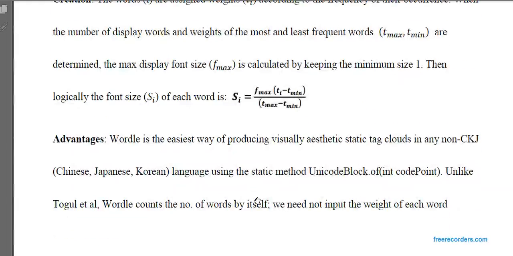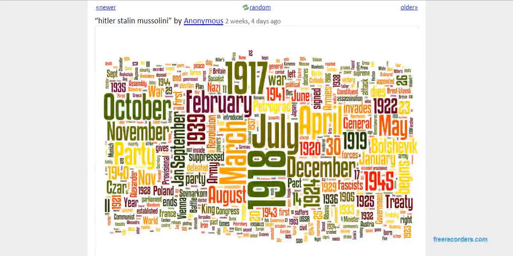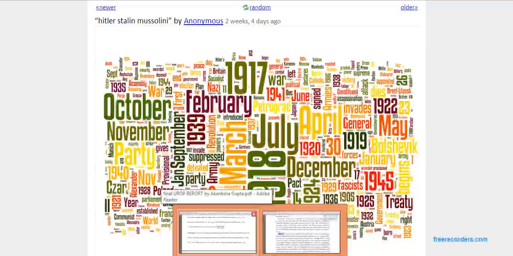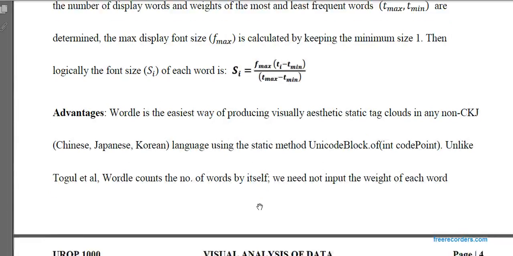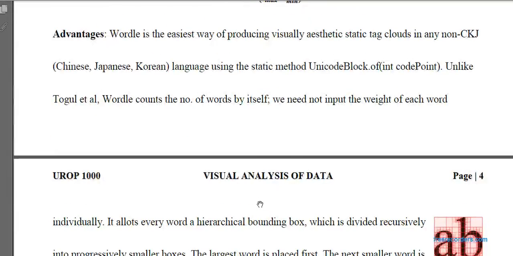Now let's look at this word. As you can see, 1918 appears maximum in this word. 1918 here means it has the maximum frequency of appearance. So how do I know where to place everything? How do I know how to minimize the amount of space used and maximize the efficiency? For this I used Wordle.